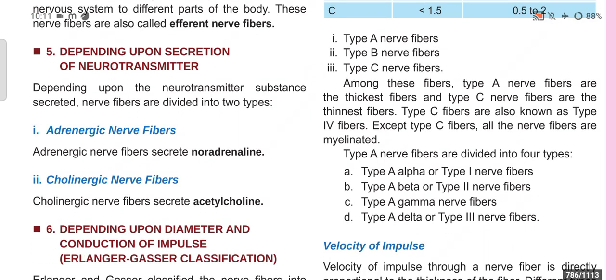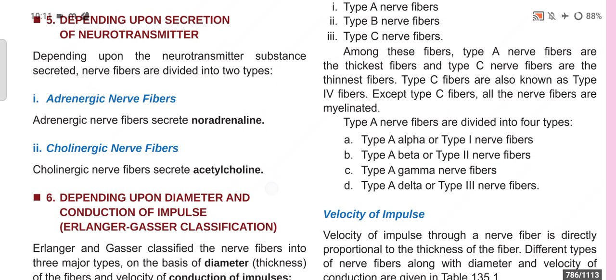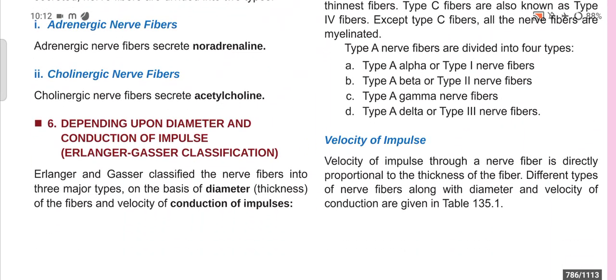Except the type C fibers, all the nerve fibers are myelinated. Now type A nerve fibers are divided into 4 types: type A alpha or type 1 nerve fibers, type A beta or type 2 nerve fibers, type A gamma nerve fibers, and type A delta or type 3 nerve fibers.